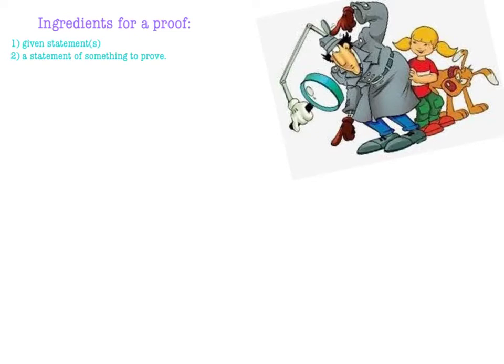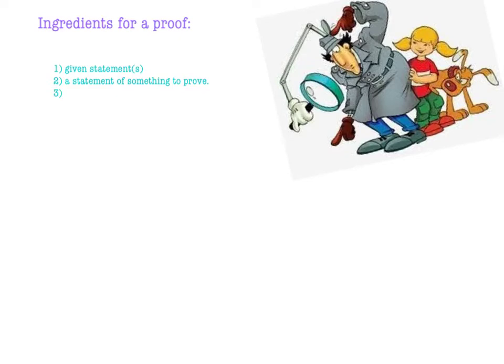Next, let me make this a little bit bigger. Here we go. The next thing that you should see as an ingredient for a proof is usually a diagram. Now this isn't always true, there isn't always a diagram, but usually there is. And the last thing you should have is a series of statements and reasons that lead from the given information to what you want to prove.